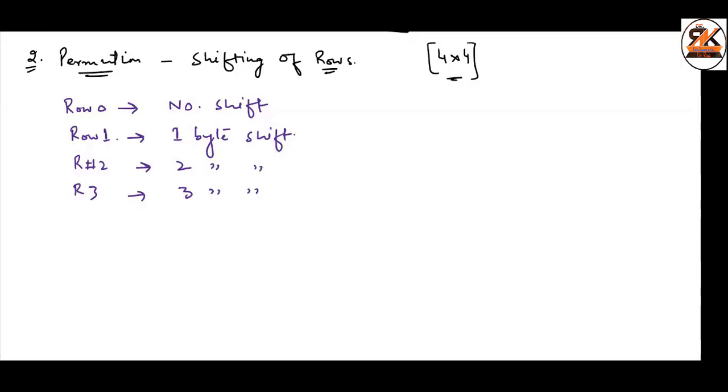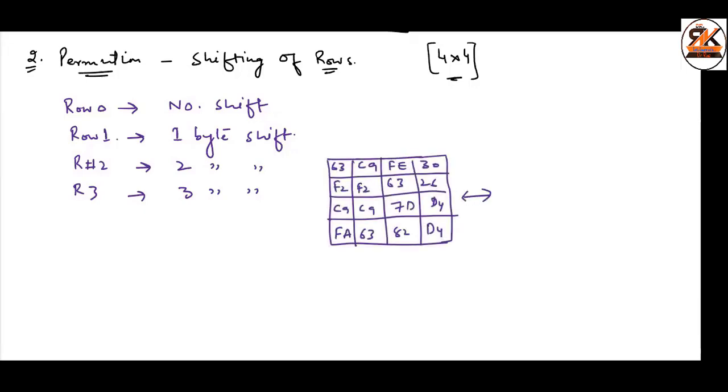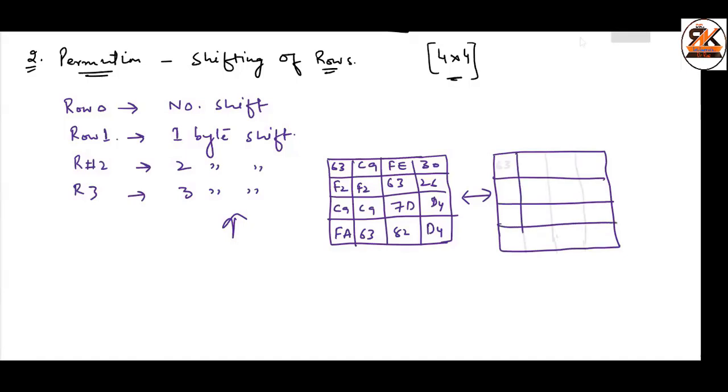So before this, we had the matrix. When you go for shifting by following these rules, you will have a different state matrix. In the first row, that is the row 0, there will be no shift. And here we will write C9 FE 30. But in the next, we have a shift. This F2 will be moved towards left, and it will wrap around and it will go to this place. So F2 will come here, 63 will come to this place and 26 to this place. Okay, as it is the first row, there will be a shift of 1 byte only.